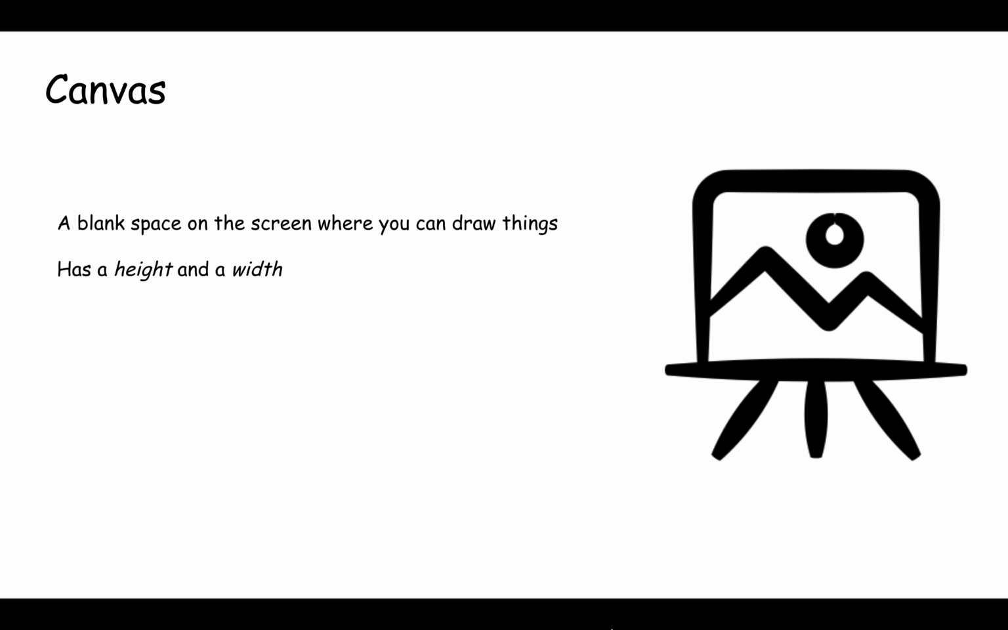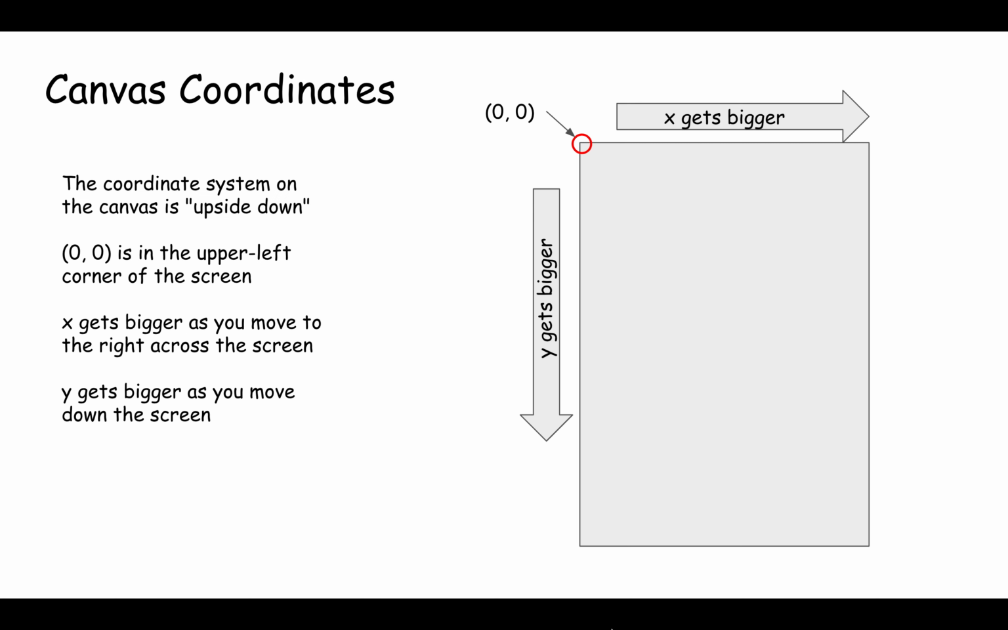In this module, we're going to be making use of a canvas and sprites. A canvas by itself isn't very interesting. This is a blank space on the screen where you can draw things. It has a height and a width and a coordinate system. The coordinate system is upside down.